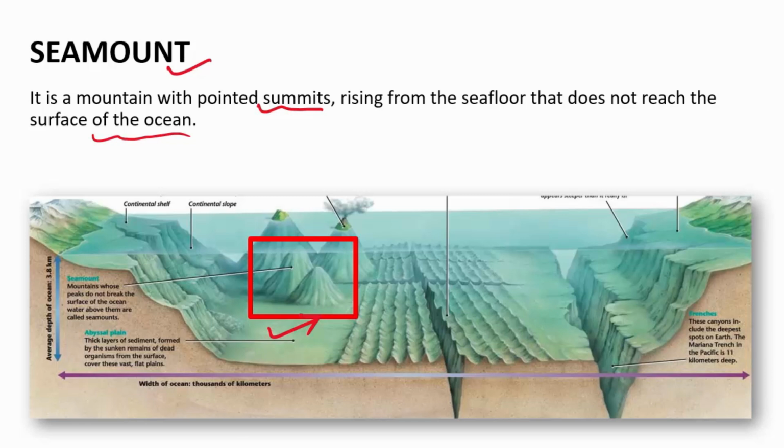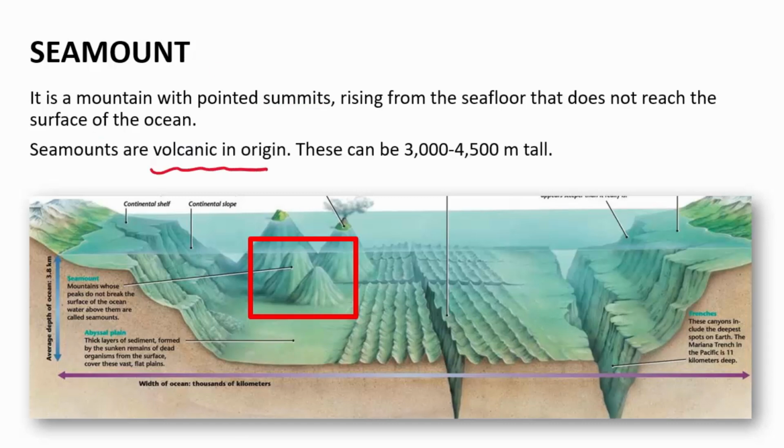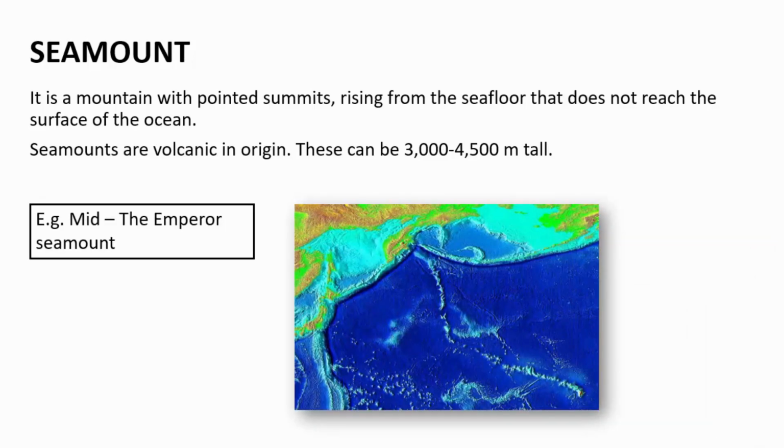Now, moving on to discuss how these are formed. Of course, the very obvious reason for the formation of these mountains will be volcanic activity, right? So they have a volcanic origin, and they can be as high as 3 to 4.5 kilometers. Now, what are the examples of seamounts? The Emperor Seamount, which is located near the Hawaiian islands in the Pacific Ocean, is the best example of seamounts.